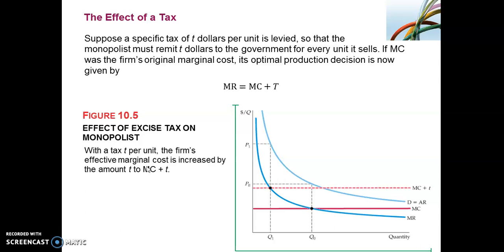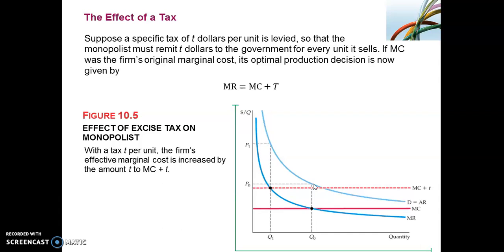So the initial output and price is going to be given by Q0 at a price of P0, and that is where your marginal revenue is equal to your marginal cost. So here you can see your marginal cost curve and your marginal revenue curve, and where those two intersect, that is the initial output. And if you trace that up to your demand curve, which is also equal to your average revenue curve, that will give you your price of P0. So that is the initial position before there is the imposition of a tax.